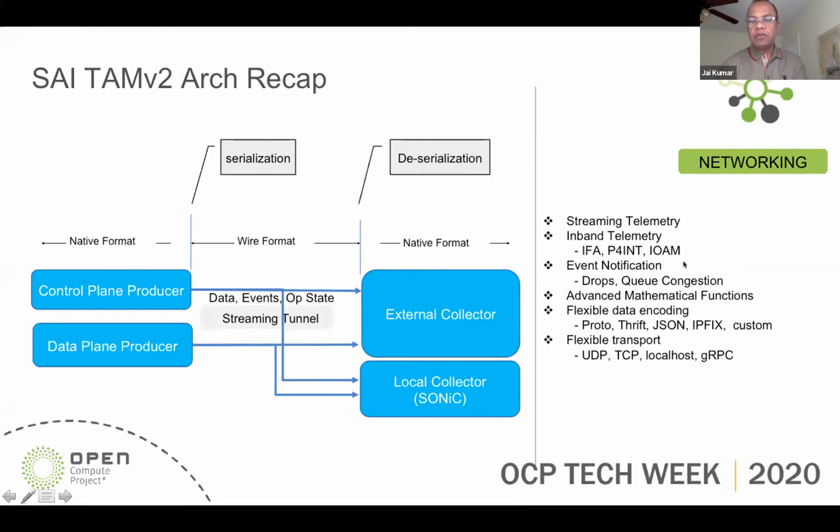We also added ability to specify a register for the events and then subscribe for the events, and then those events can be published to the subscriber. And then we also added a framework for the mathematical functions. So you can specify to do the mean, mode kind of functions and advanced functions through the attributes. Flexible data coding was added, where the data can be streamed using various data decoration methods. And then, of course, the transport itself, where the transport can be TCP, UDP, could be a local host. And there is a specification for gRPC as well. I don't think we support it, but there is a specification for that.